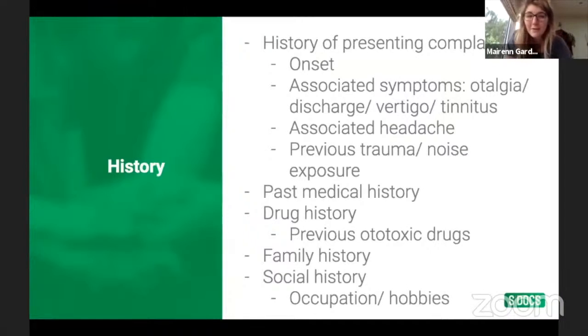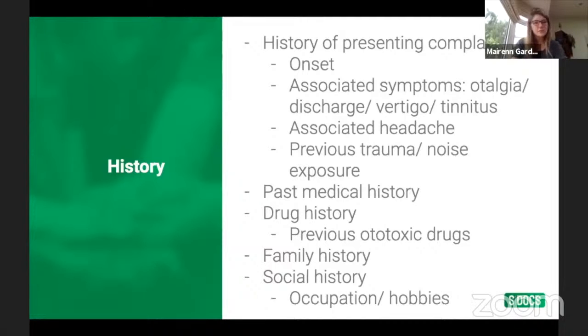If a patient comes to you presenting with hearing loss, you go over your normal history that you'd take with any patient. So start with the history of presenting complaint. Discuss the onset of their hearing loss. Some might have a very sudden onset, whereas some is more gradual. For example, old age hearing loss is more gradual, whereas sudden onset sensorineural hearing loss is quite sudden.